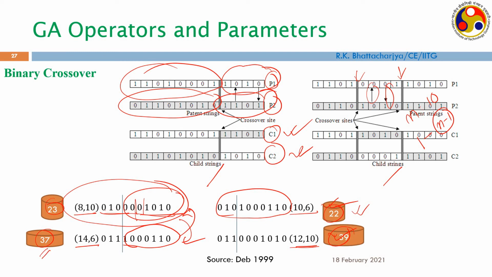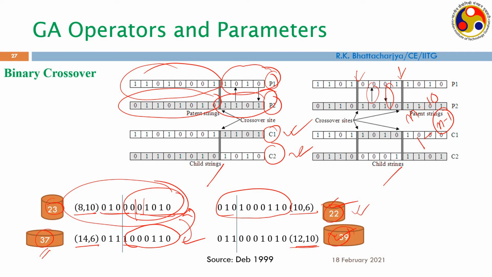What does it mean? Basically, we have observed that whatever new solution is created is just near to the parent solution. It was 23, now you are getting 22, it was 37, you are getting 39, but you are not suddenly getting a solution like 15 or something like 10 or 50. So your children are near to the parents.